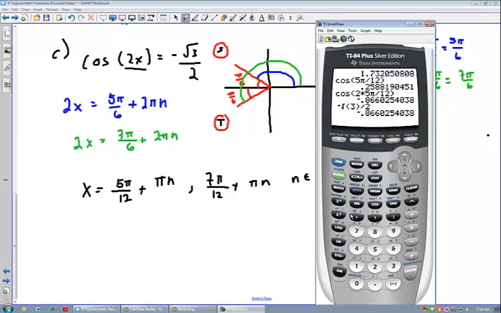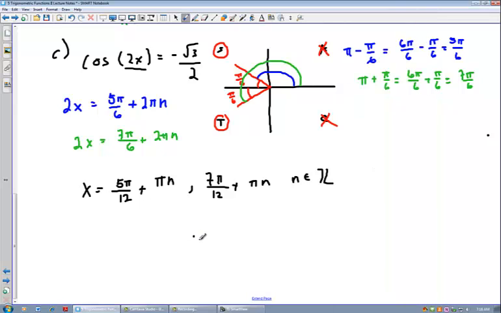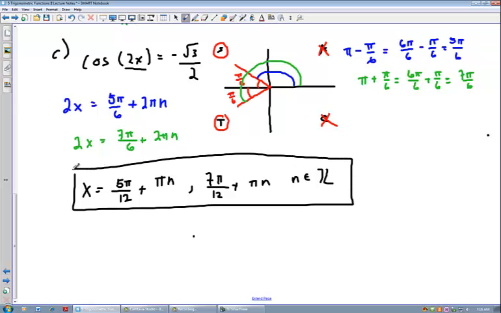I should also check the next answer. So cosine of 2 times 7 pi divided by 12 in parentheses, and I get the same answer. So they work. So my answer for this one is right here.